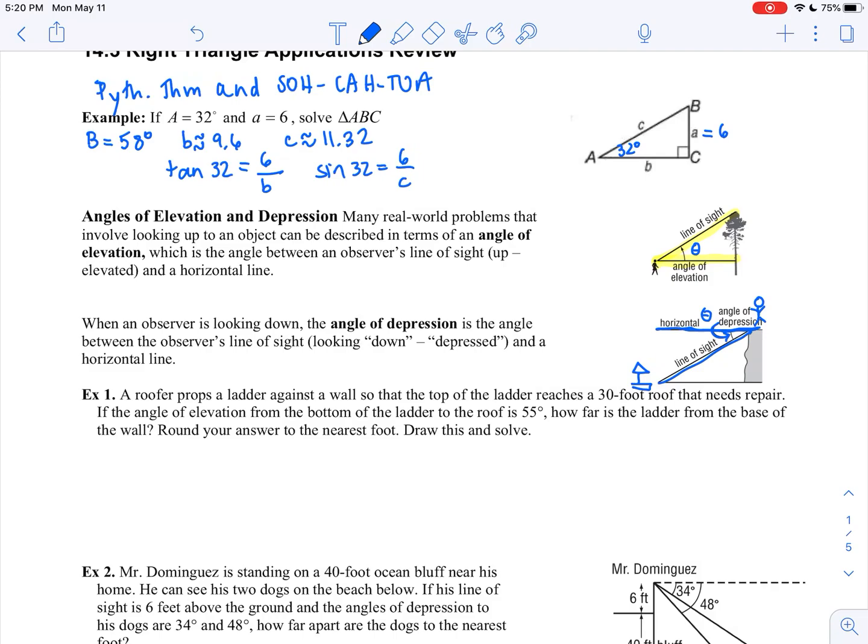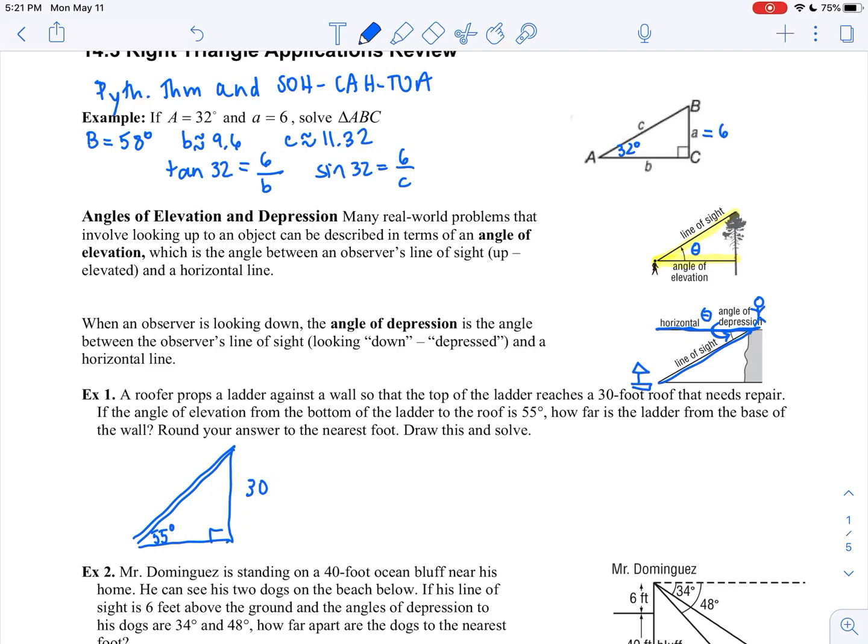So let's go ahead and do example number 1. You have a roofer props a ladder against the wall. So always draw a picture first. So you have the ladder, it's propped against the wall, forming a right triangle with the wall and the ground. So the top of the ladder reaches a 30-foot roof. So from the top of the roof to the ground level is 30, so that means that this leg is 30. That roof needs repair. If the angle of elevation from the bottom of the ladder to the roof is 55, down here it's 55, how far is the ladder from the base of the wall?